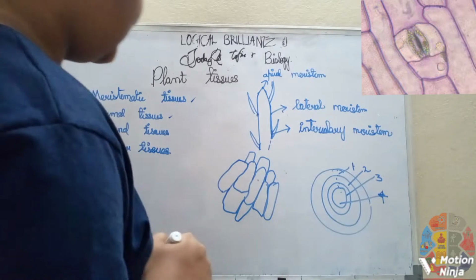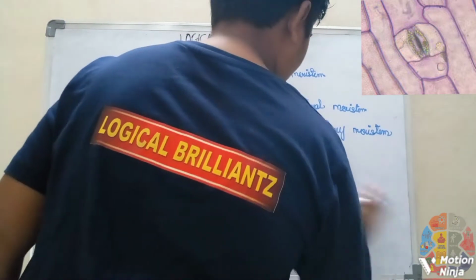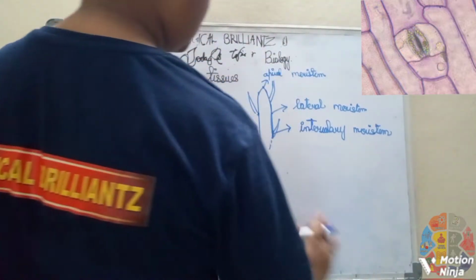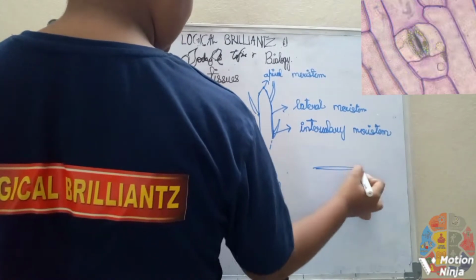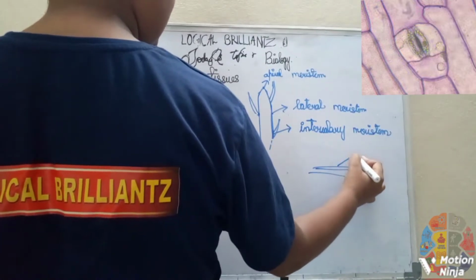Okay, yes. And again, these dermal tissues contain 3 types of layers. Dermal tissues. The first one is epidermis.